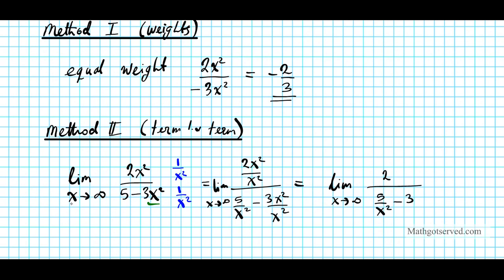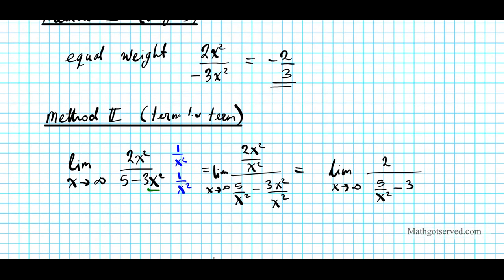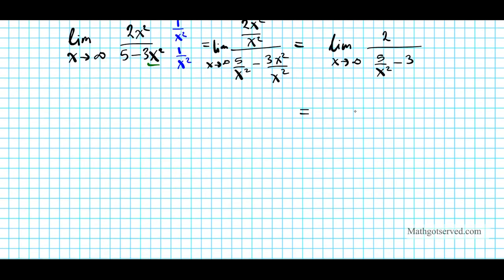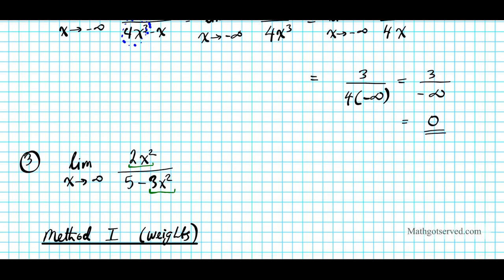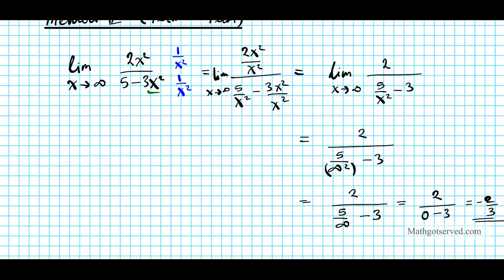Okay, now we're going to plug infinity into the variable. So we're going to have 2 over 5 over infinity squared minus 3. And 5 over infinity squared is just 0, so we have 2 over 0 minus 3. The final answer is negative 2/3. Okay, and there you go. So you see that all our three answers actually match. Okay, we actually have one more.